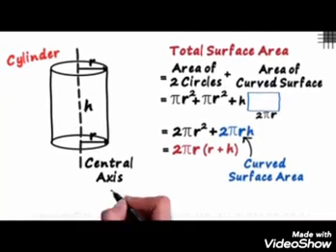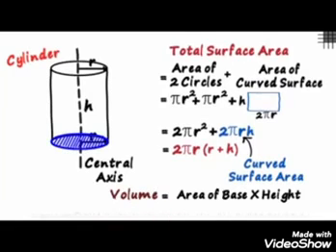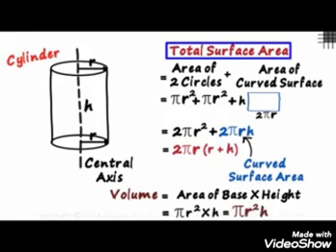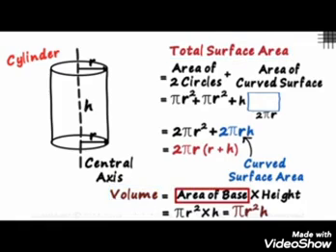And finally, we come to the volume of a cylinder. It equals the area of its base times its height. As the base is circular, its area will be pi r squared and its height is h. That's the volume of a cylinder, pi r squared h. You don't have to memorize any of this. You can easily derive the total surface area, and for the volume, you just need to know that it is the area of its base or its cross-section times its height.